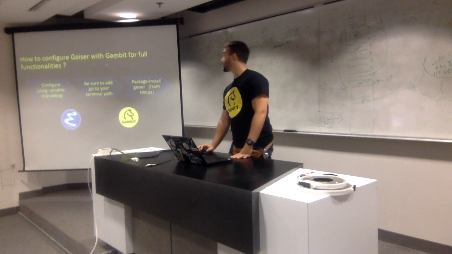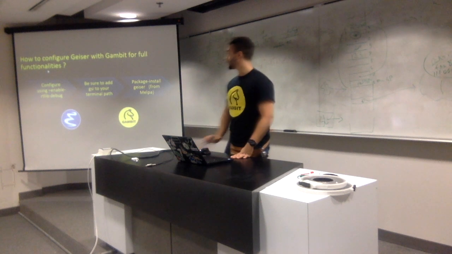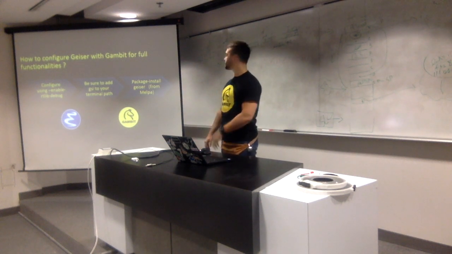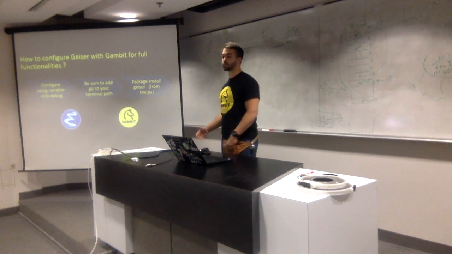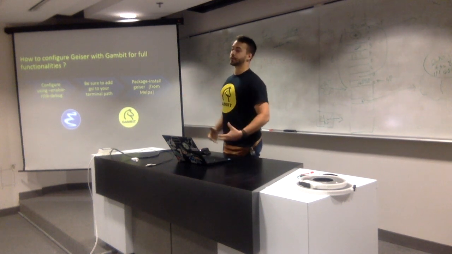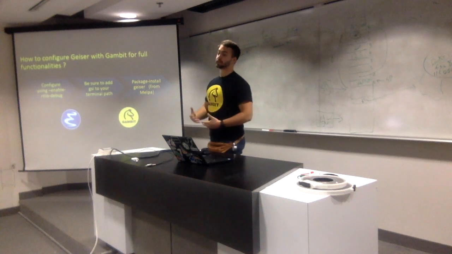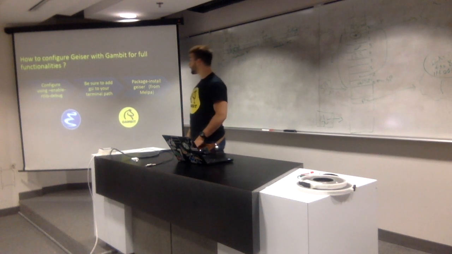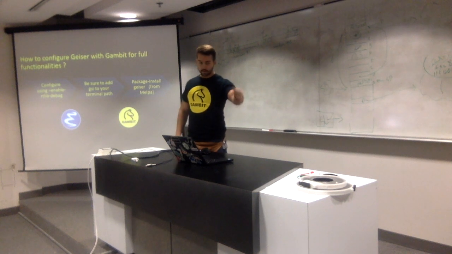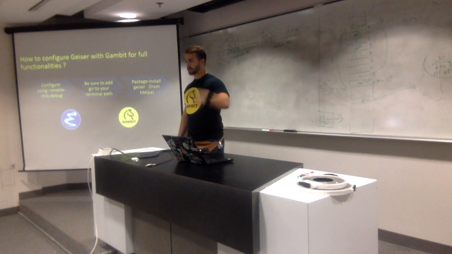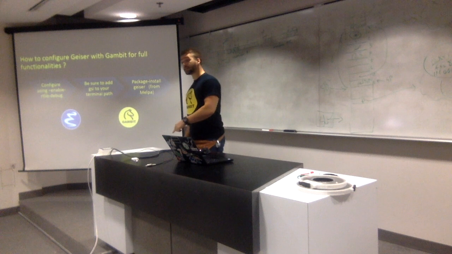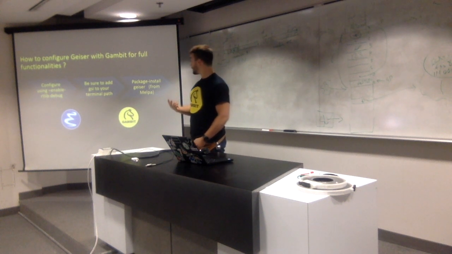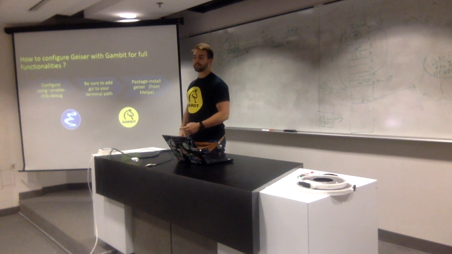Now, how to configure Geyser with Gambit for full functionalities? Here is just to show you how simple it can be to configure it, but if you want all the stuff inside, you can also do a more complicated one. I explained all the different ways to configure Geyser inside of the Gambit documentation. Also, I explain it inside of the Geyser documentation. So you've got two places to learn how to configure it.